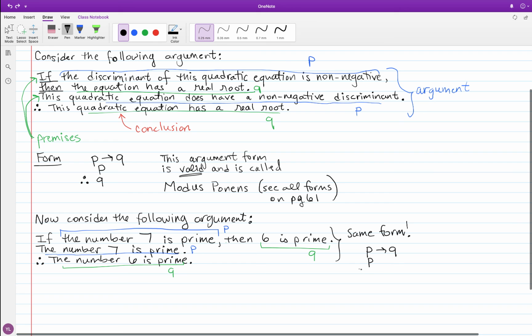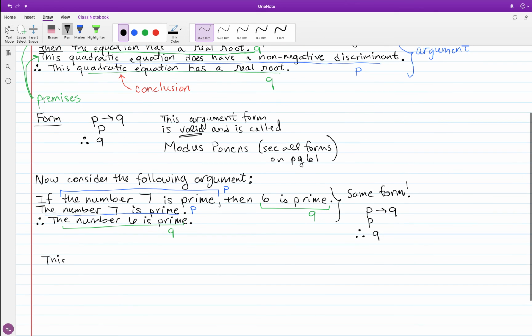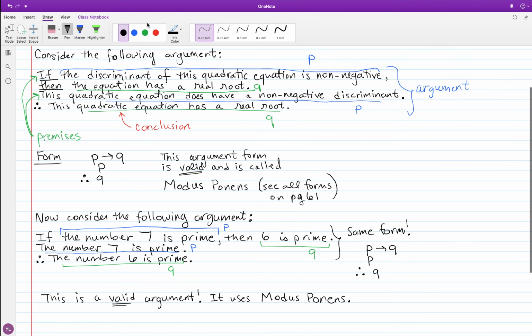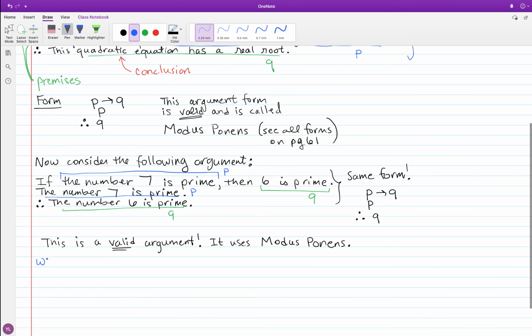It's modus ponens: P implies Q, P, therefore Q. But something's weird about this argument because it seems to be bad in some sense. It's still a valid argument, and that's the weird thing. You have to distinguish validity from soundness. I'll explain that in a second.